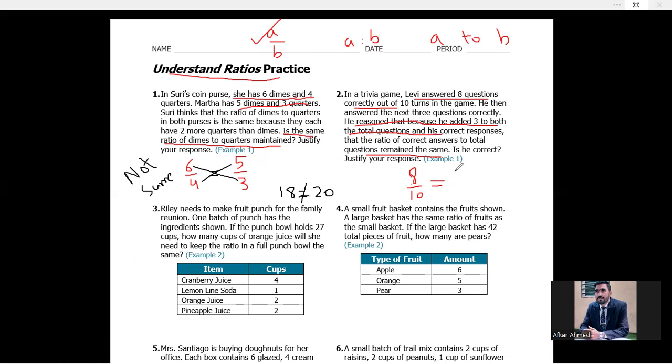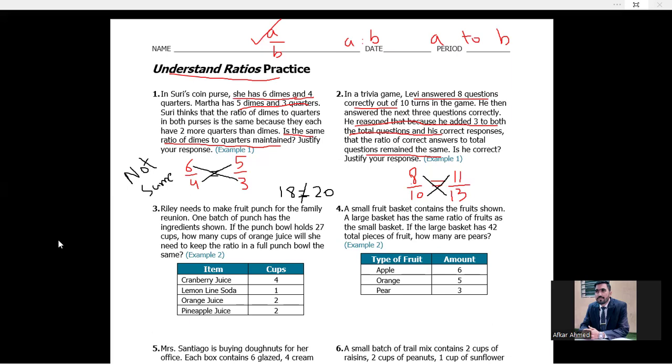So we will add 3 questions here. 8 plus 3 will be 11. Total correct questions will become 11, and the total, well, first they were 10, but after answering 3 more questions it will become 13. So I'm leaving this one for you to check whether these two fractions are equal or not. You will just do the cross multiplication and you will check, are these two equal or not. Okay, let us move towards the next question.